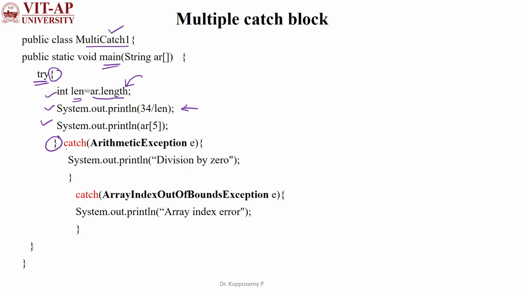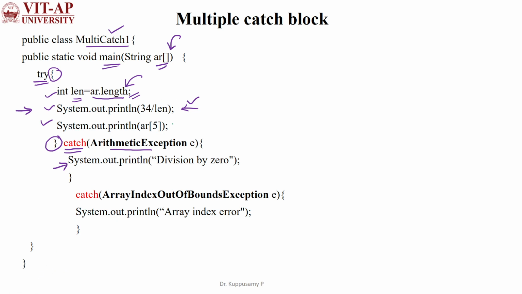So for the first statement, the first catch block is assigned for arithmetic exception handling. So here you see we didn't define any array. Okay, we didn't define any array, right? It is just receiving the command line arguments, but we are not giving any input value. So length is here 0. So 34 divided by 0, and if it executes this line, then you will get the arithmetic exception, which notifies the user with system.out.println division by 0.